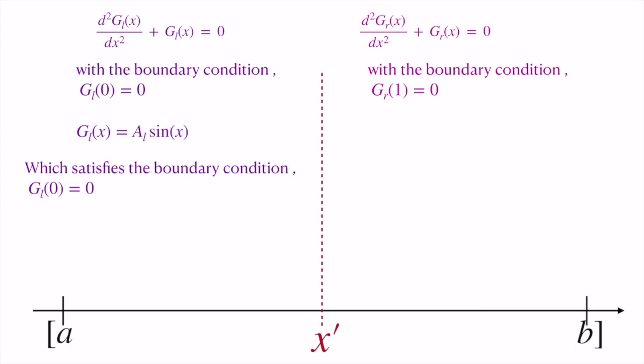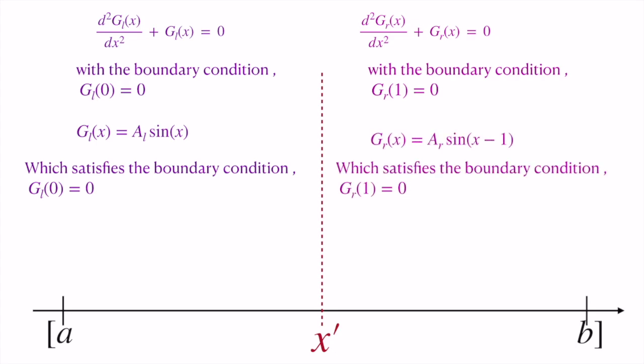Because the boundary condition at x equal to 0 is 0, the cos term doesn't appear here. The cos term doesn't satisfy that boundary condition and it goes away. We are left with the solution A_L sin x. A_L stands for the constant on the left hand side. Now let's look at the right hand side.